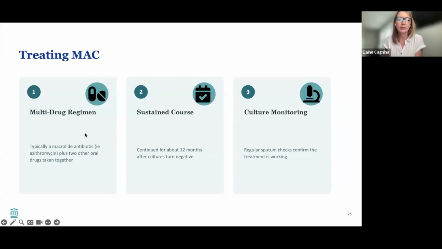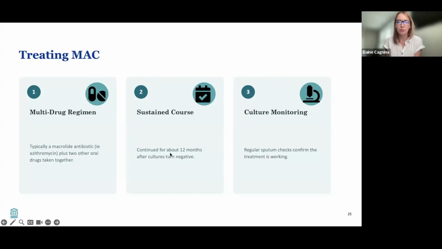So treating MAC, again, it's a multi-drug regimen, but it's usually a macrolide antibiotic, usually azithromycin, which is a macrolide, plus 2 other oral drugs taken together. In people not on an effective CFTR modulator, that's usually rifampin and ethambutol. But in people on modulators, they can't take rifampin because of drug-drug interactions, so we don't use rifampin. So we will substitute, so it'll usually be azithromycin, ethambutol, and another drug of which there are multiple options.